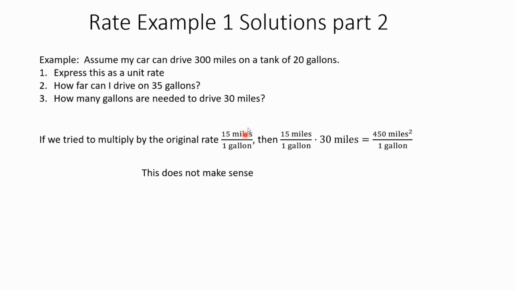But if we were to multiply this by 30 miles, like we did on the previous screen, notice the units are not going to cancel. In fact, you'll have 450 on top, because that's what 15 times 30 is, but you'll have miles squared per gallon. So if we just multiply, we get 450 square miles per gallon, because we're multiplying miles together. But does that make sense? I don't know how to interpret that. What does that even mean?